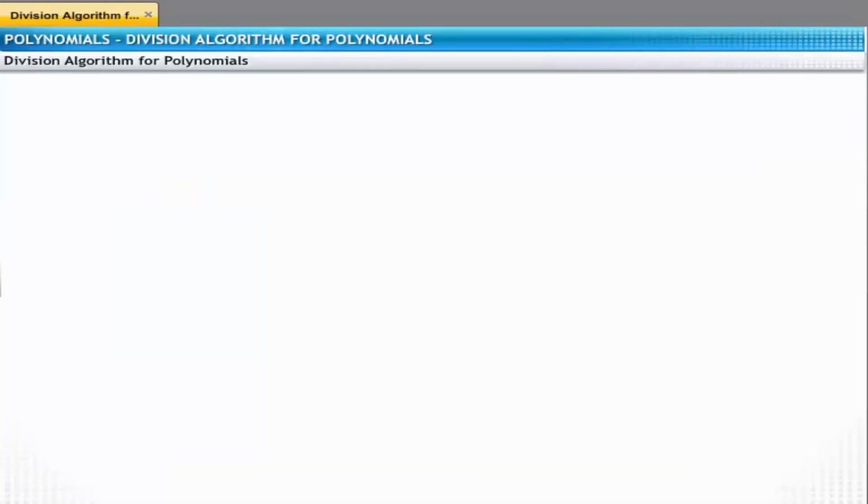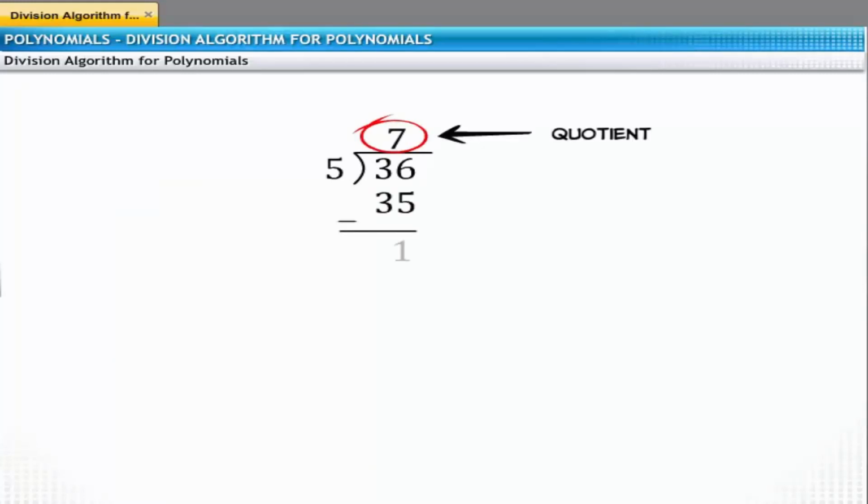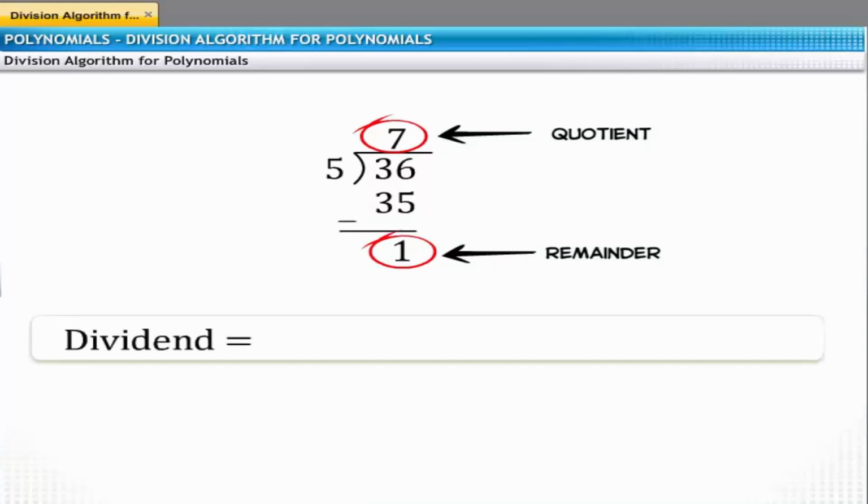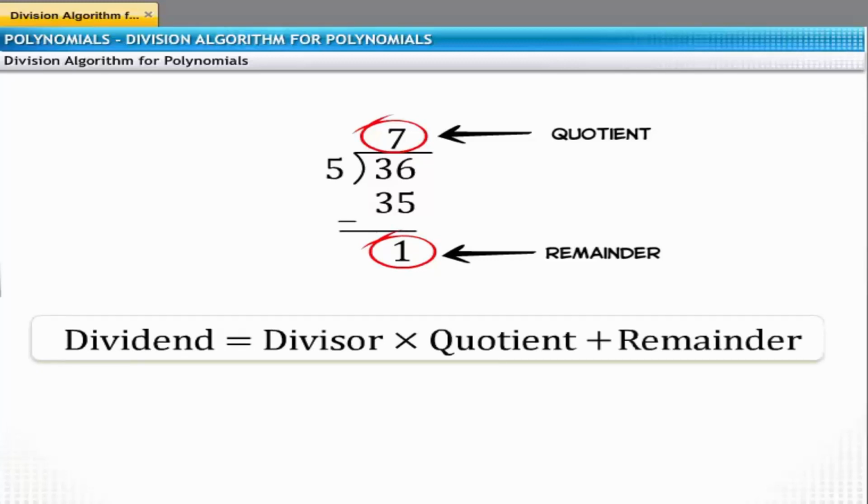Let's perform a simple division of 36 by 5. Notice that the quotient is 7 and remainder is 1. We can recall Euclid's division algorithm here. That is, the dividend is equal to the divisor into the quotient plus the remainder. In this case, 36 is equal to 5 into 7 plus 1.